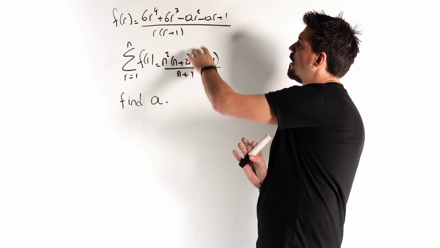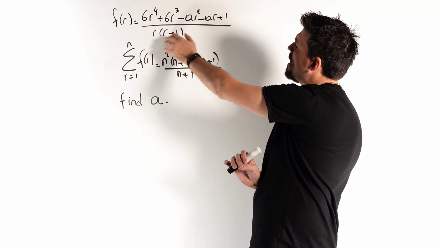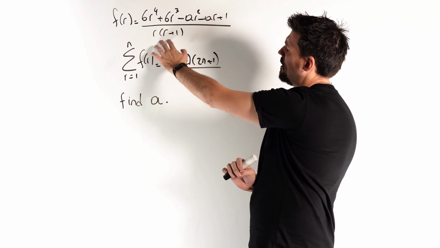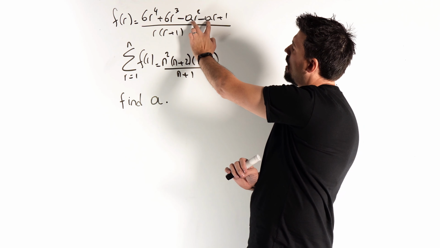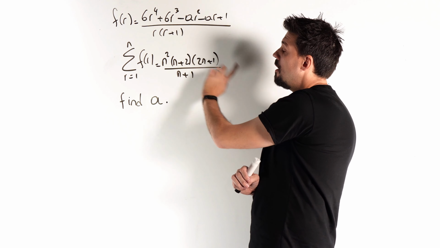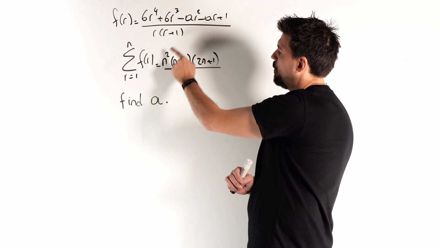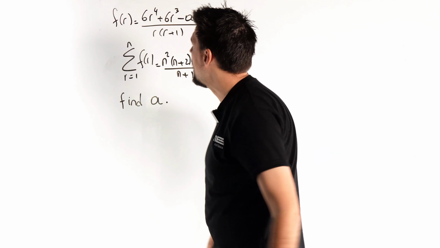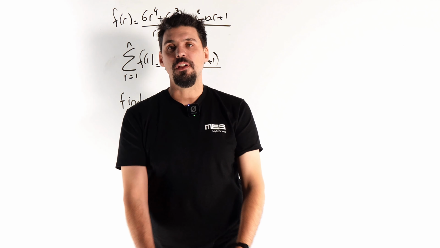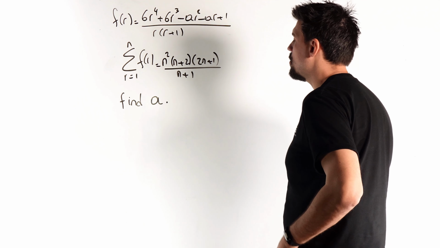We've got this polynomial fraction, a quartic on top and a quadratic on the bottom, but we've got this unknown parameter a in there. What we do know is if I sum up f of r from r is 1 to n, I end up with this expression. What is a? Wowzer. Okay, we've got quite a few steps to go through here.